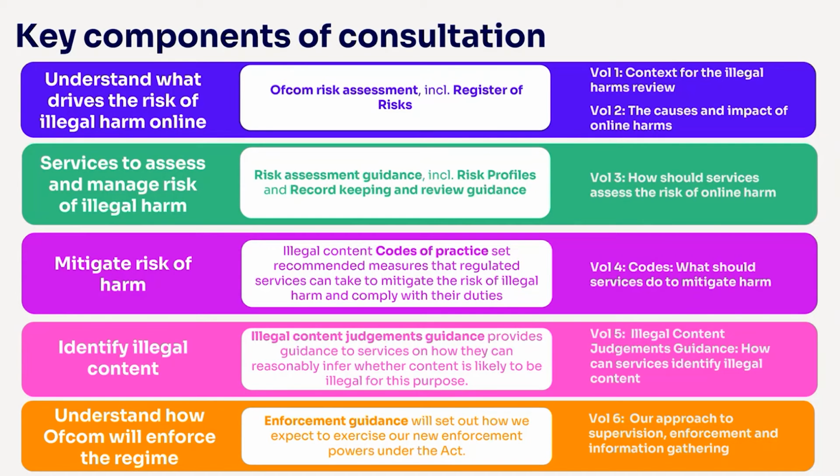Volume 2 is the evidence that we've amassed, quite a bit of evidence, on the causes and impacts of harm online. Volume 3 includes our introductory thoughts on our risk assessment guidance. It includes record keeping and review guidance, and also some of our governance measures. Volume 4 is our codes of practice. So these are in essence the measures services should take to mitigate the risk of illegal harm. Volume 5 is our ICJG, Illegal Contents Judgment Guidance, which provides some guidance on how services should identify illegal content. And finally, volume 6 includes some of our wider guidance on how we approach enforcement, our information gathering powers, and also how we intend to engage with our supervised services.